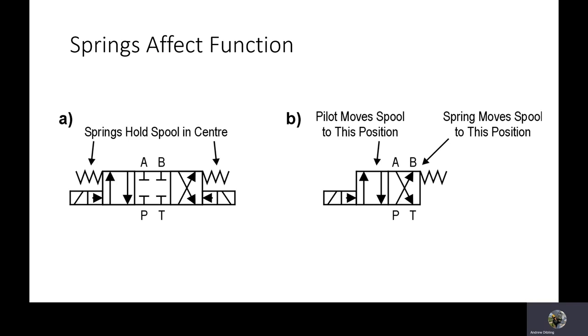Okay, springs affect the function. On the diagram on the left, you have a spring on either end of the spool valve. This centers it in the off position in the middle. This particular valve is a closed center valve, meaning that none of the four ports are vented anywhere else and they're dead-ended when not in use.